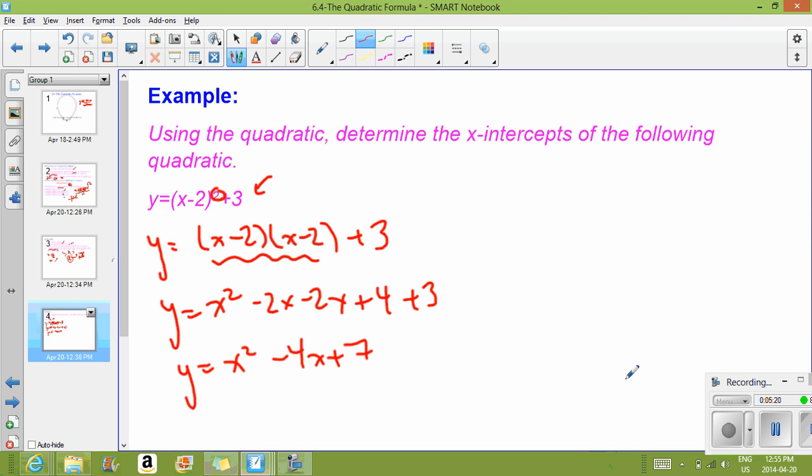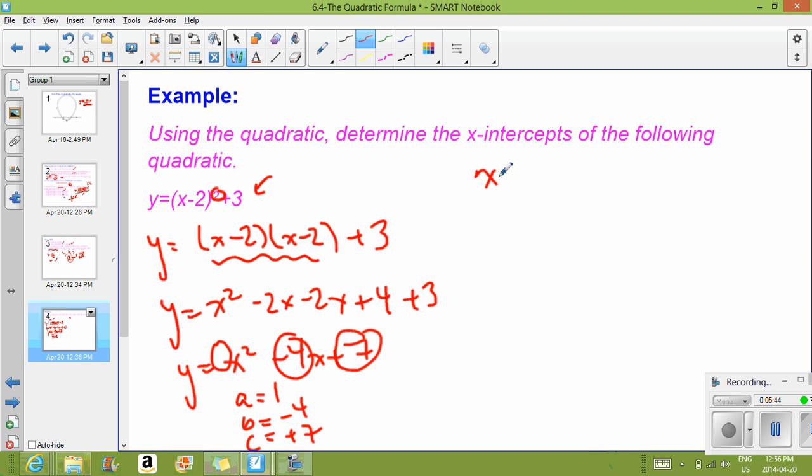So we have this in standard form now. What is our a, what is our b, and what is our c? We get them again, the coefficients. The a is in front of the x squared term, the b is in front of the x term, and the c is all by itself. So our a value is 1, our b value is negative 4, and our c value is positive 7.